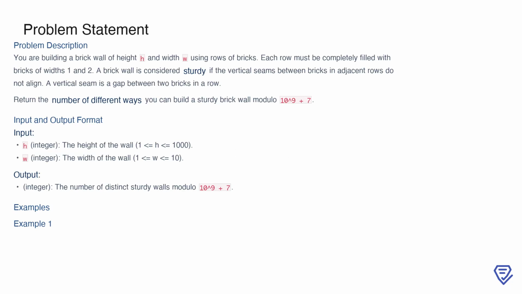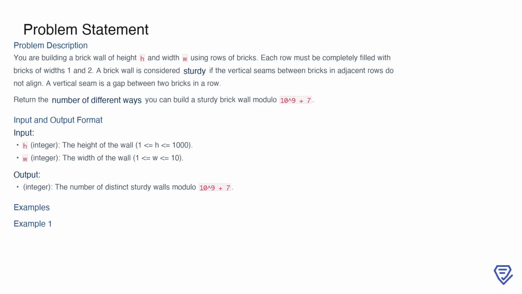In this problem, you are tasked with building a brick wall of a given height h and width w using rows of bricks. These bricks come in two sizes, width 1 and width 2. Each row of the wall must be completely filled, meaning the total width of the bricks in a row must always equal w. Now, a wall is considered sturdy if the vertical seams, or the gaps between bricks, do not align between adjacent rows. So, when constructing the wall, you need to ensure that the seams in one row are offset from the seams in the row beneath it.